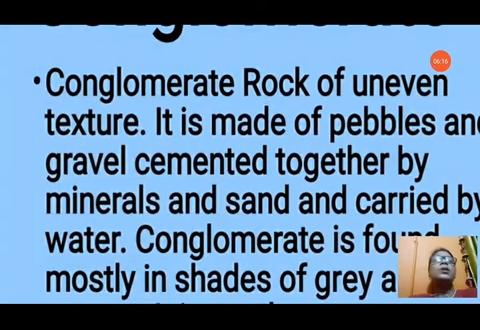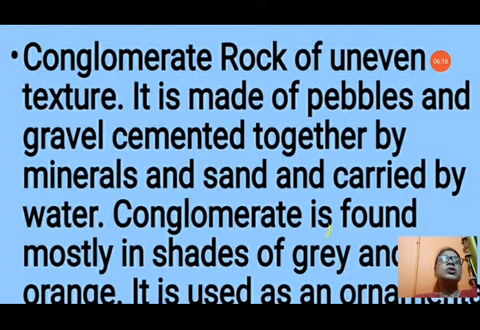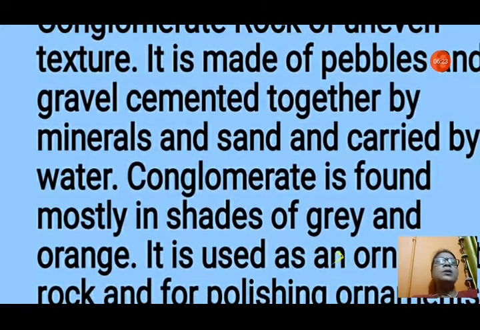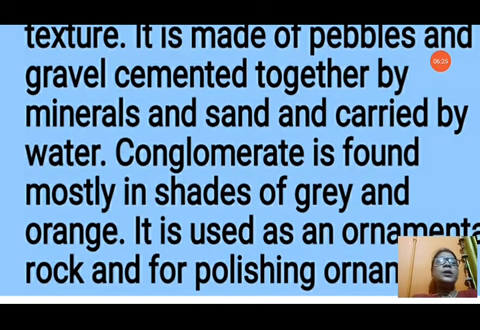First is conglomerate. Conglomerate is a rock of uneven texture. It is made up of pebbles and gravel cemented together by minerals and sand carried by water. Conglomerate is found mostly in shades of grey and orange. It is used as ornamental rock for polishing ornaments.